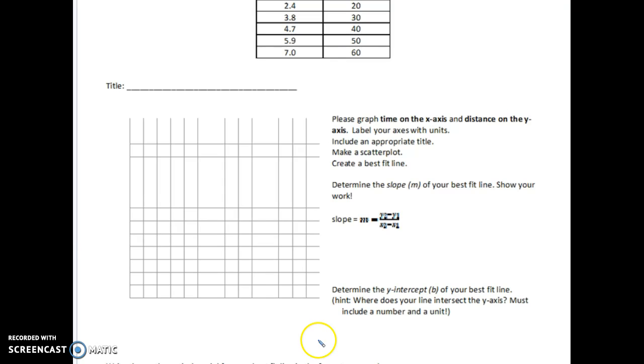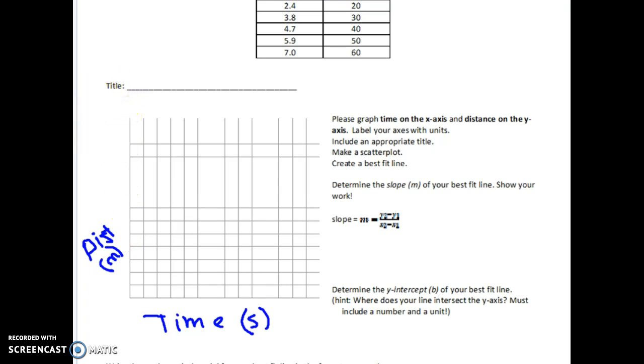And it tells me that I'm going to be putting time on my x-axis. And the time was measured in seconds. Now I'm not going to write sideways using this, so I'm going to try to write distance over here. I'll just abbreviate it like that. And distance was measured in meters.